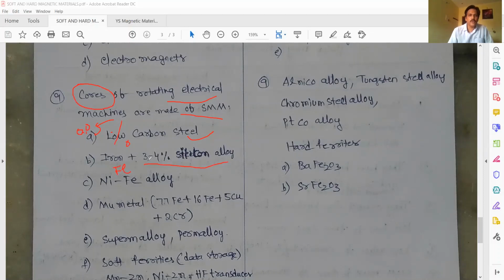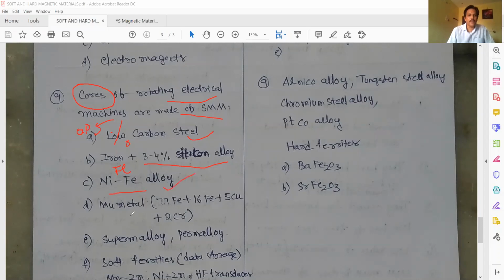Silicon, how much percent do you have to take? 3 to 4%. Why am I adding silicon? To increase the resistivity of the material. When the resistivity increases, eddy current losses decrease. That's why I'm adding 3 to 4% silicon to the iron, so it becomes an iron silicon alloy and is used as a core for electrical machines.